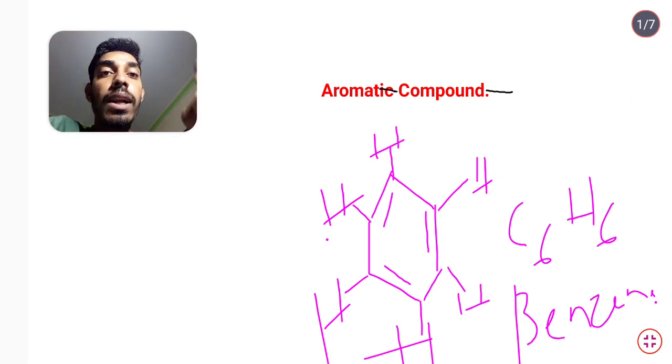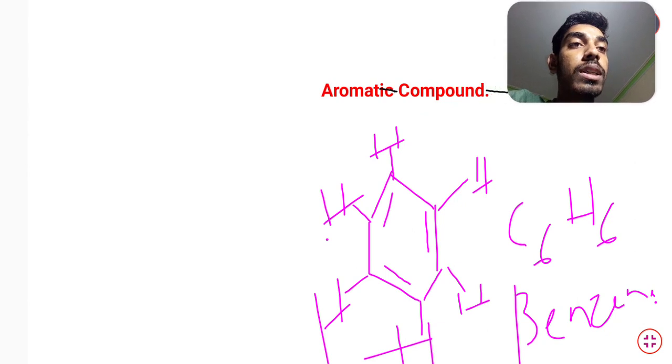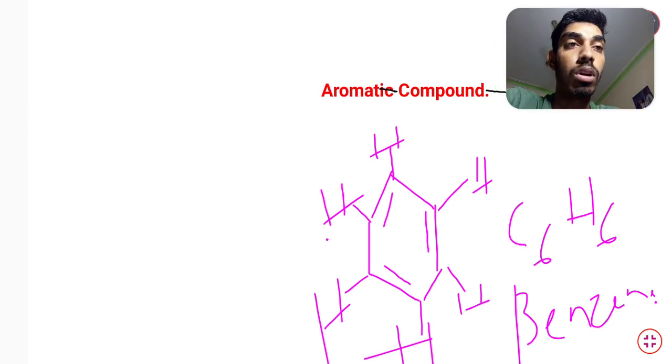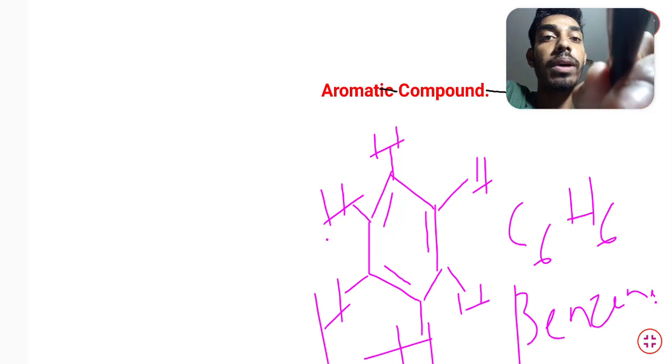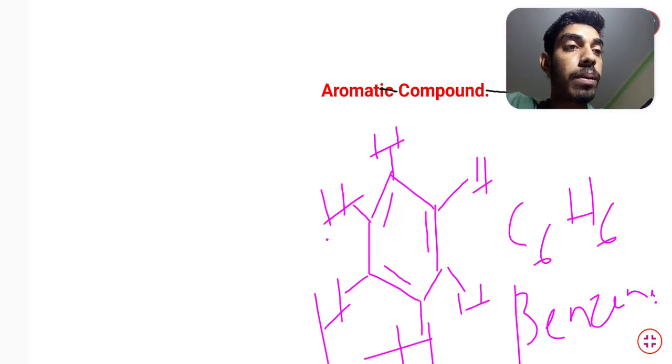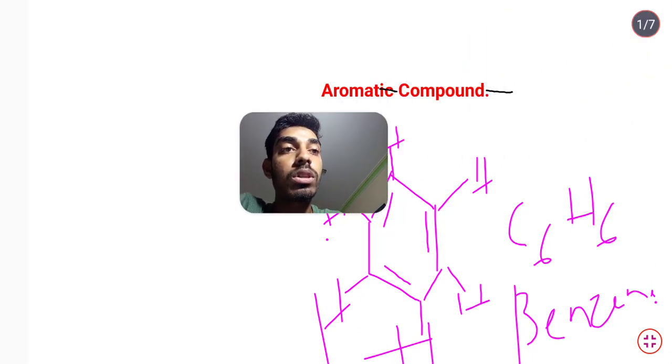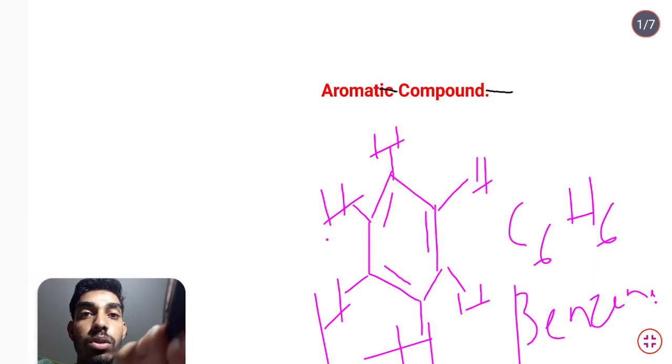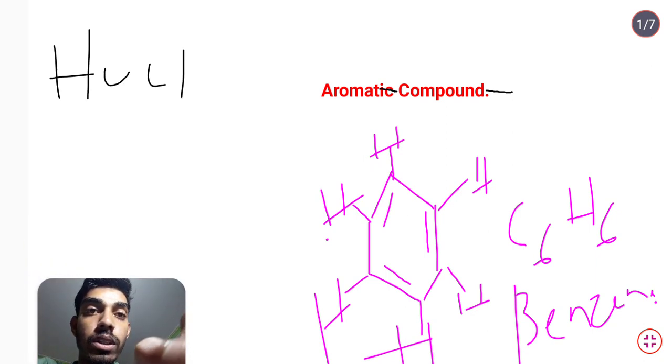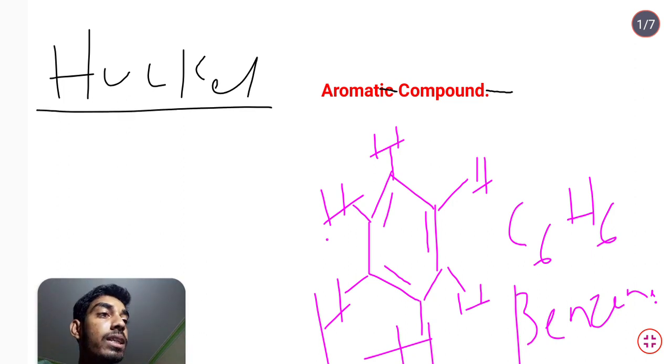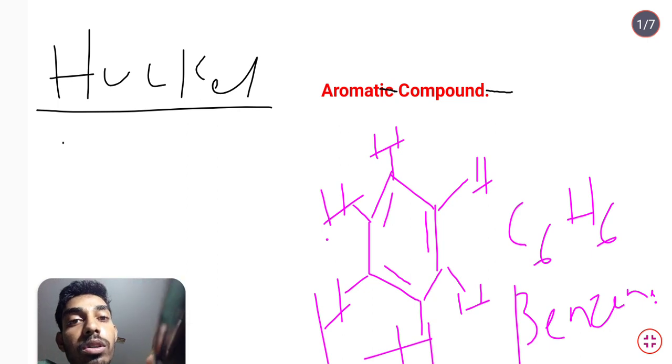Okay, let me explain. It obeys some rules, known as Huckel's rule. He was a scientist, and benzene follows Huckel's rule. That's why it is an aromatic compound. What does Huckel's rule say? Firstly, it says the compound must be cyclic.